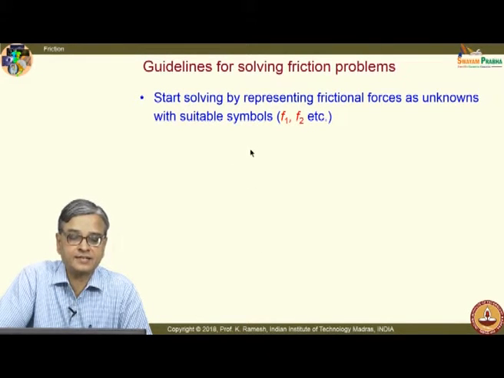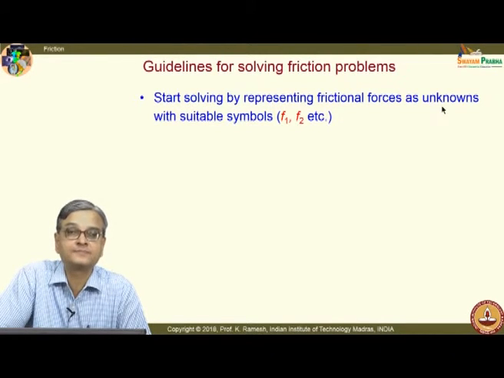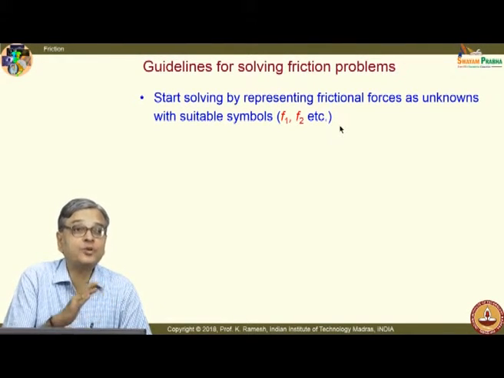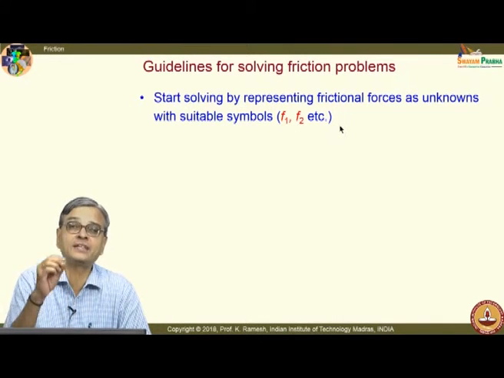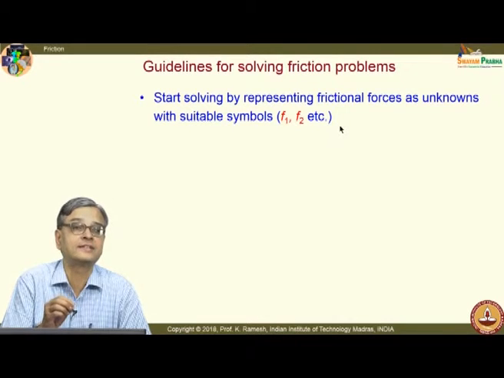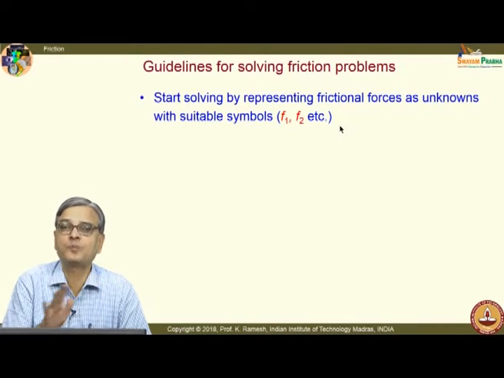So, the advice is you start solving by representing frictional forces as unknowns. See, in the previous problem we had only one surface where there was frictional interaction. If I have multiple surfaces, it is always desirable that you indicate the frictional forces as F1, F2, etc. Do not jump to mu1 into N1 or mu2 into N2. Don't do that. You investigate, and you make a statement specifically in your problem analysis whether the motion is impending. This is a good practice to handle problems dealing with friction.